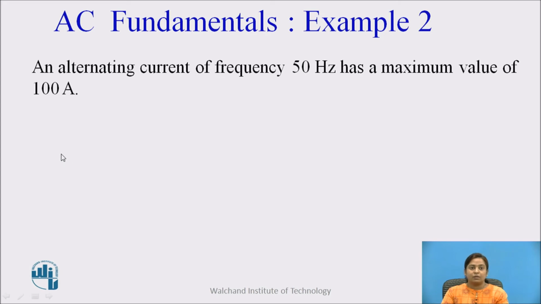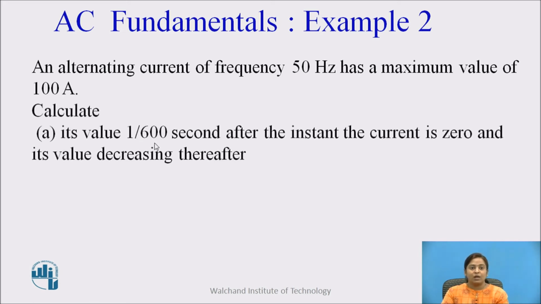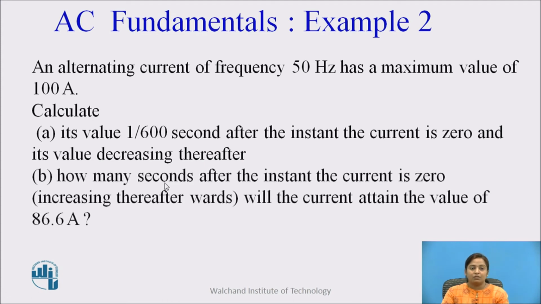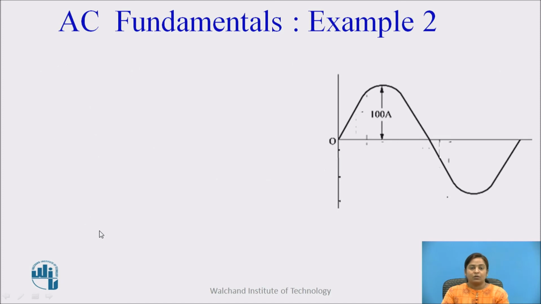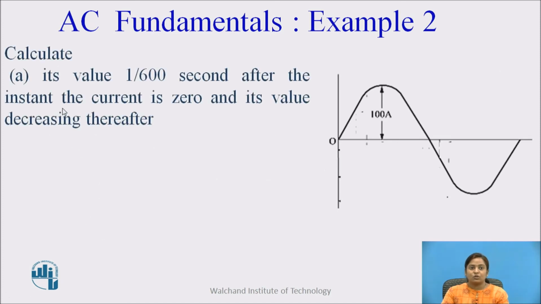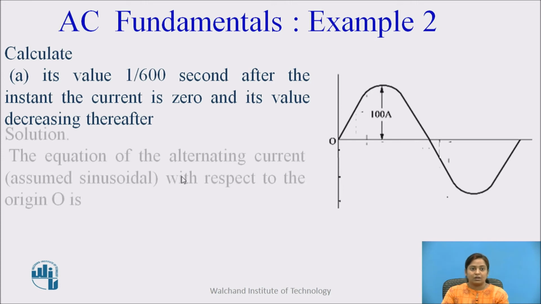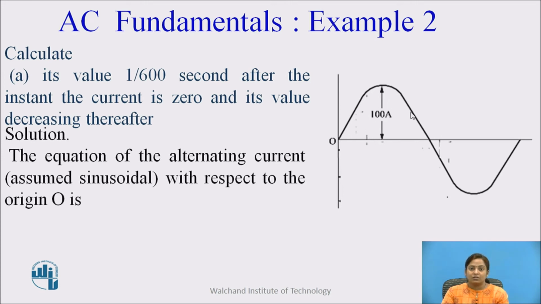Now go through the second example. Here an alternating current of frequency 50 Hz has a maximum value of 100 ampere. Now calculate its value 1 by 600 second after the instant the current is 0 and its value decreasing thereafter, and second, how many seconds after the instant the current is 0 will the current attain the value of 86.6 ampere. Okay, now what is the first question? We have to calculate the value 1 by 600 second after the instant the current is 0 and its value decreasing thereafter.